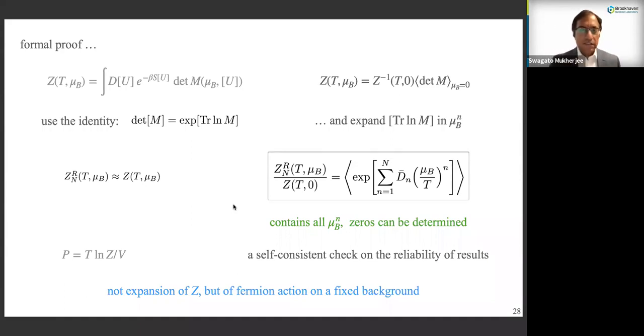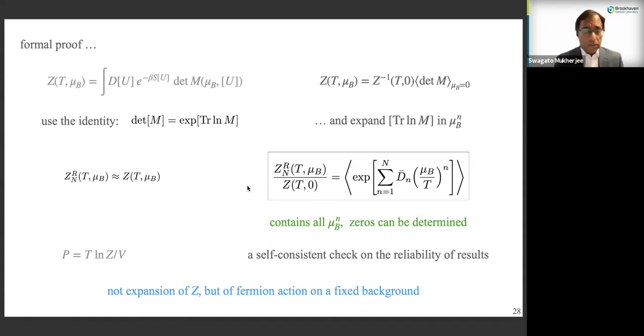And which also means the pressure that you get is basically log of this partition function. So when the partition function develops zeros, then all thermodynamics breaks down. The pressure breaks down. So this also gives a self-consistent check to the reliability of your QCD thermodynamics results.